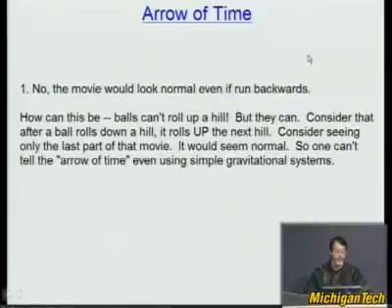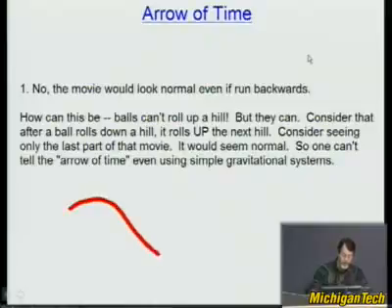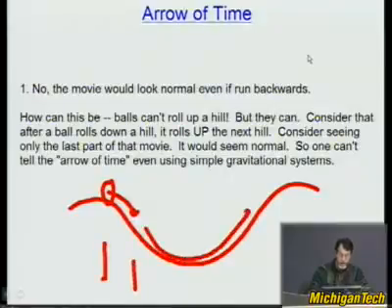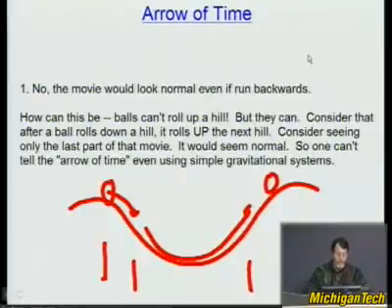Consider that after the ball rolls down a hill, there's another hill. So let's say there's a hill here, and there's another hill there. And so you had a ball here, and it was rolling down the hill, and you saw the movie from here to here. But the ball kept going, and then it rolled up another hill. And if you ran the movie from here to here, it would look the same. So if you only saw the last part of that movie, it would seem normal. So one can't tell the arrow of time even using simple gravitational systems. You don't know which way the movie's running.